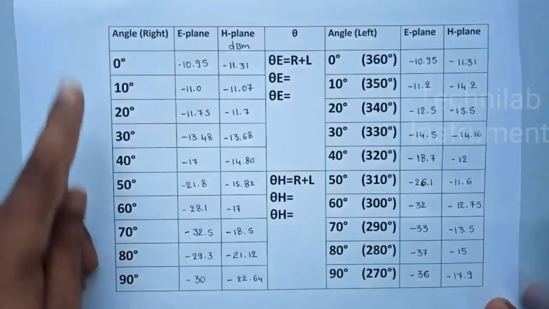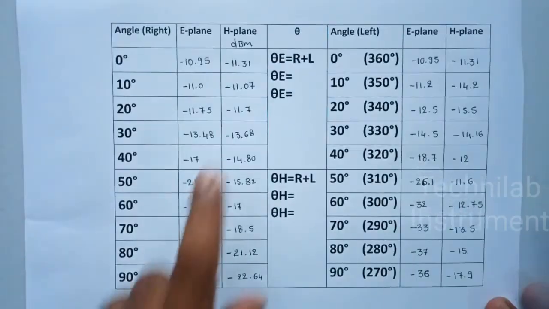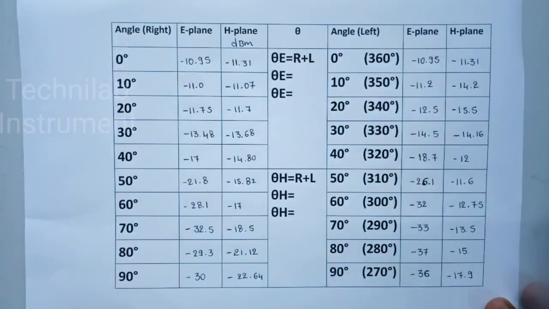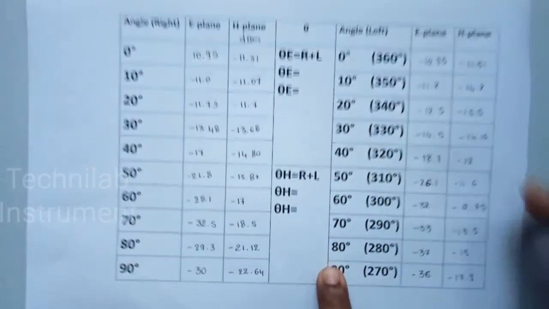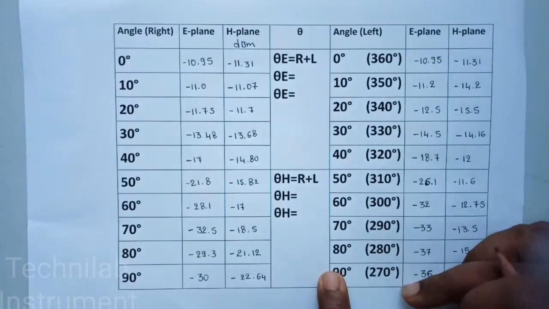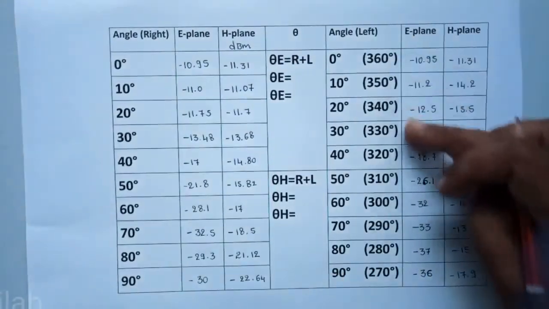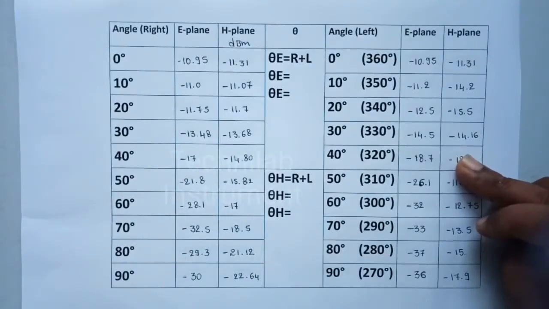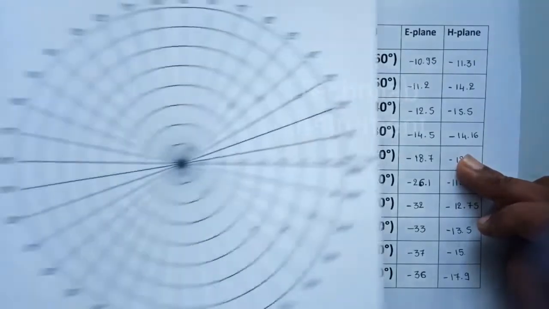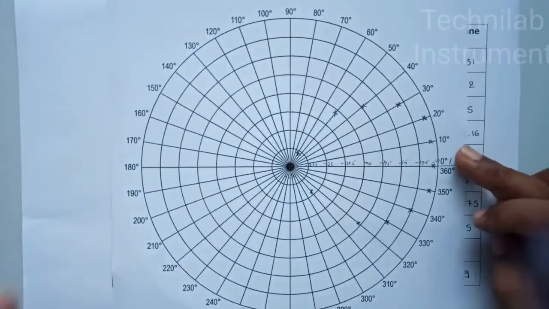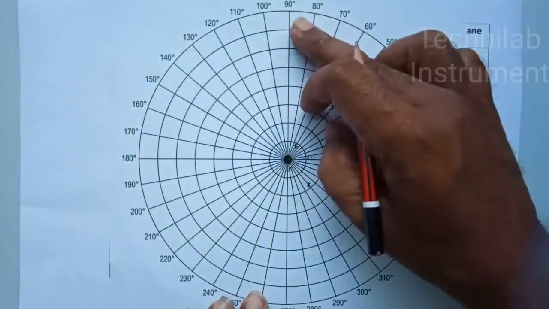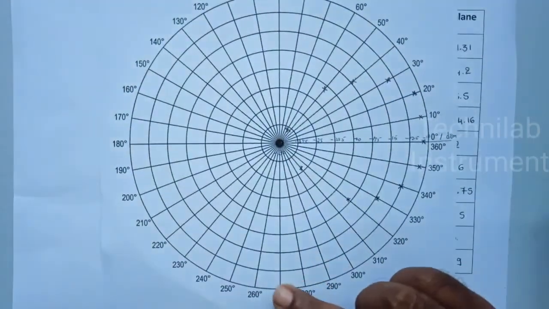Tabular column: 0 to 90 degree, E plane, H plane. Again the left side, 0 to 90, or 360 to 270 actually, E plane, H plane. So after this you have to plot a polar graph. This is your polar graph. So 0 to 90, 0 to 270.